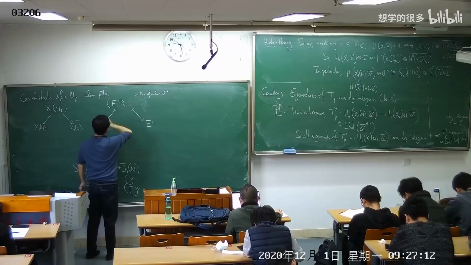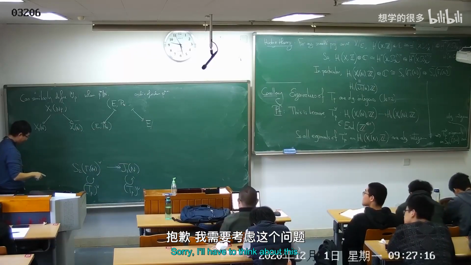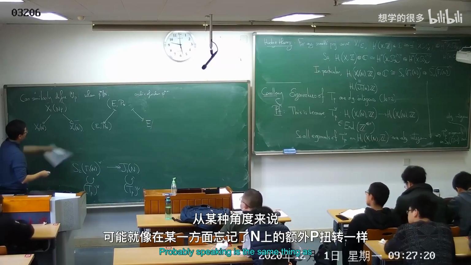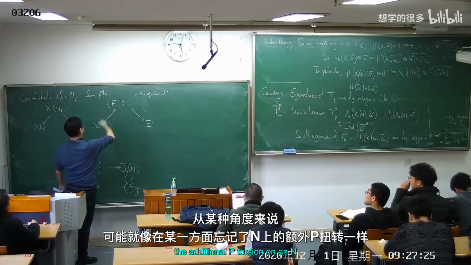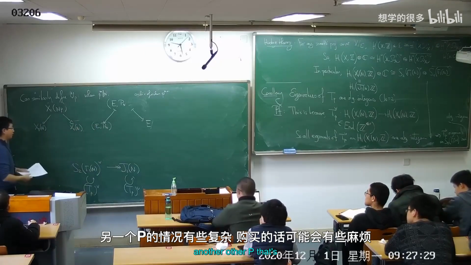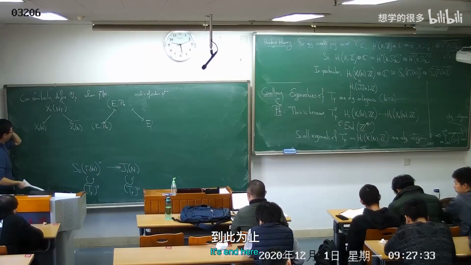What's the definition? Sorry, I'll have to think about this. Roughly speaking, it's the same thing as, on the one hand, you just forget about the additional P torsion, on the other side, you quotient by this subgroup of order P, but then I'm a little bit confused by this N.